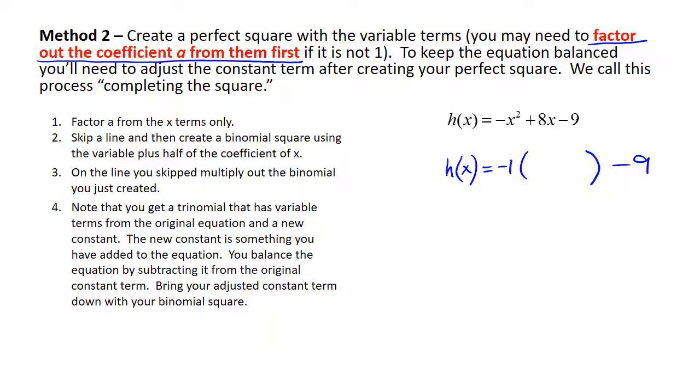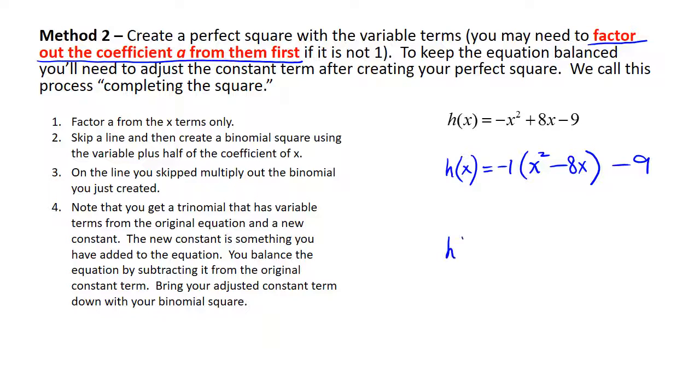So if we factor a negative 1 from the x squared, which is a negative x squared, we get a positive x squared, because a negative divided by a negative is a positive. When we factor it from 8x, we are going to change the sign, because a positive 8 divided by a negative 1 is a negative 8, and we'll keep the x. So the first step, if you have an a that's significant, in other words, it's not 1, is to take the a out of the x terms. Then we're going to proceed as we did in the last example.